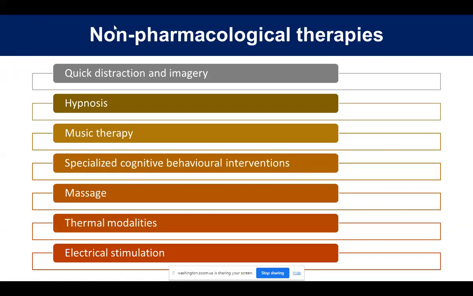And for localized pain, if a patient is having localized pain, you give a massage at the particular place where he's saying my backache is there or my foot needs massage. You just give them a massage and they say, we are comfortable with the pain now. Thermal modalities could be ice and cold applications. And as per the need, the patient will feel pain-free. Electrical stimulations are also there for local pain.